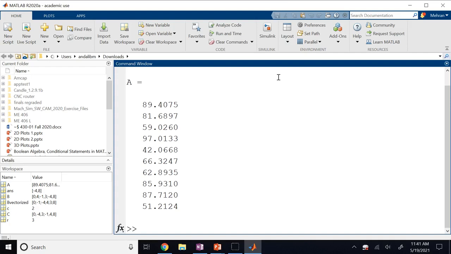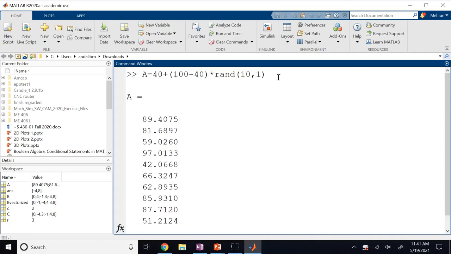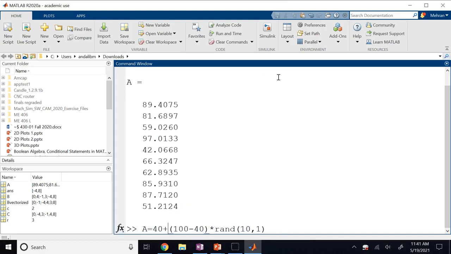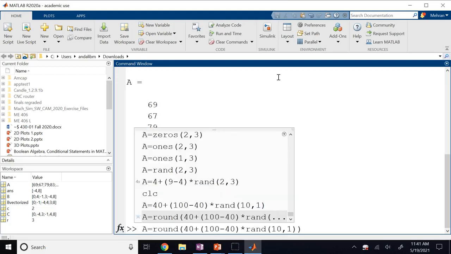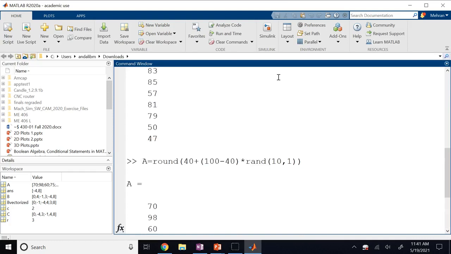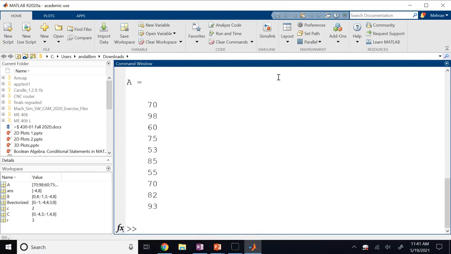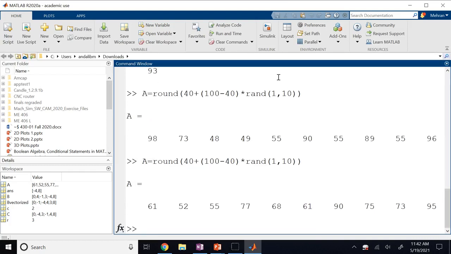Clearly, you see, I can create them, but they are decimals. So if I want them to be integers, what should I do? I have to round them or truncate them. I can use the command round or fix or ceil or floor, any of the commands I showed you in one of my previous lectures. And if I keep doing that, you clearly see each time it is giving me a set of different integers. Okay, so that's one way to do it.